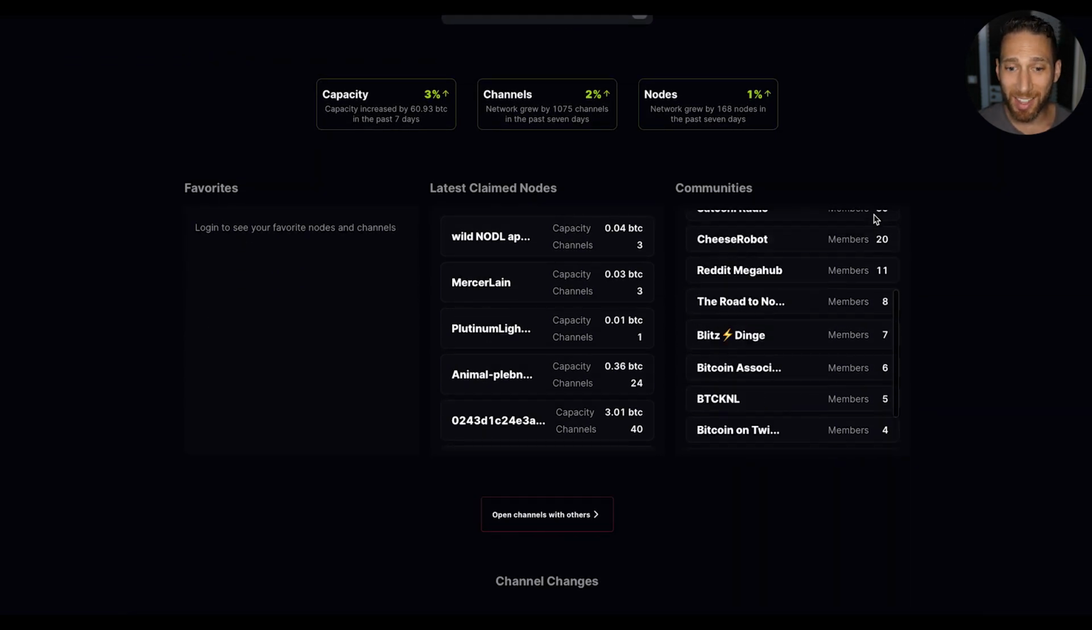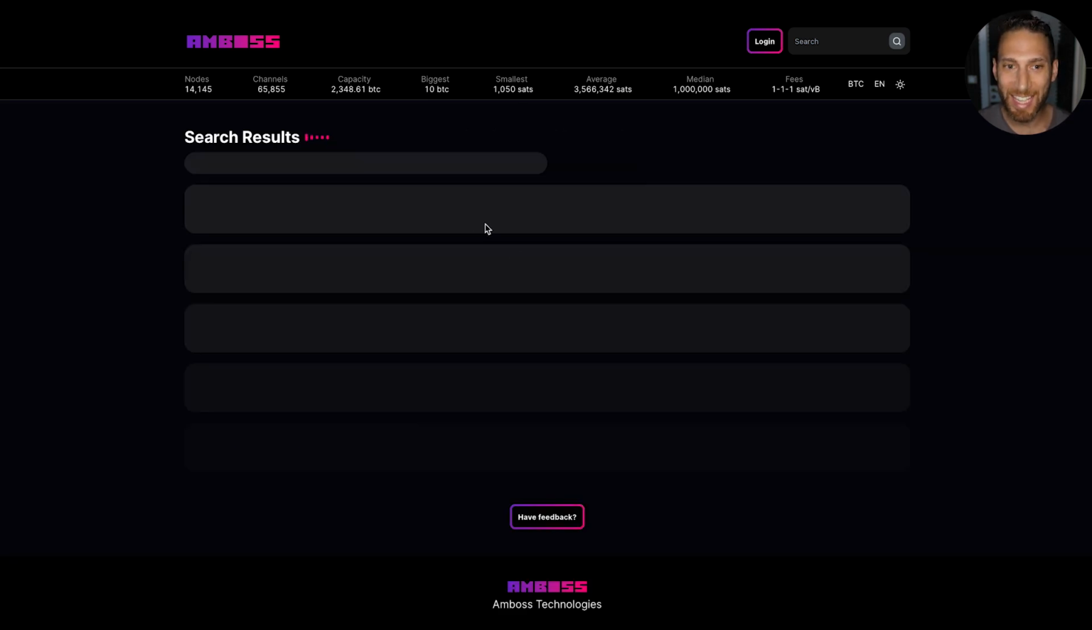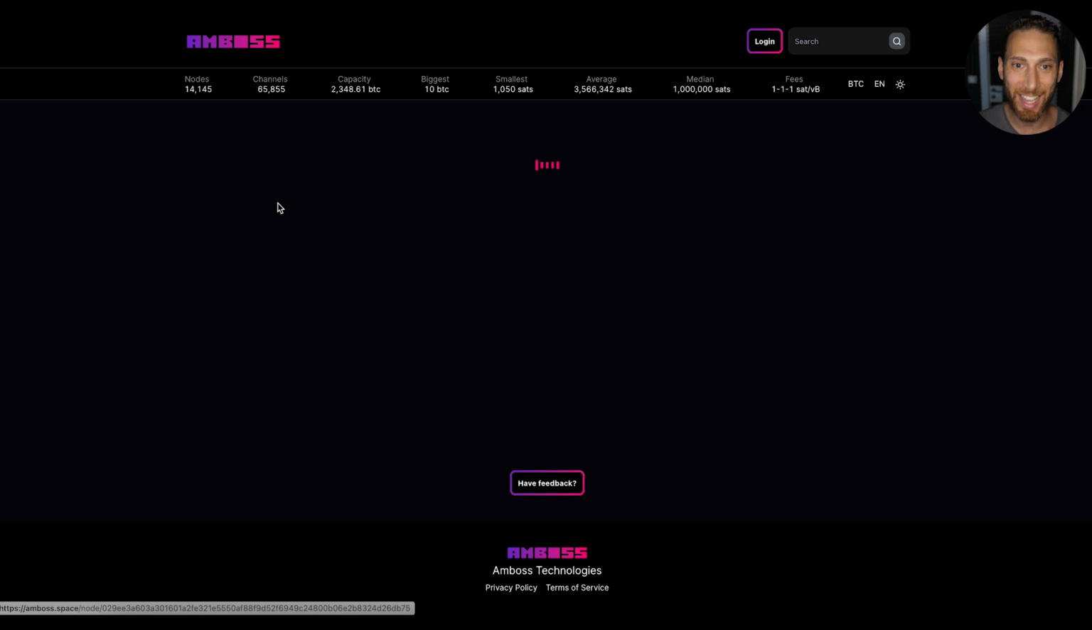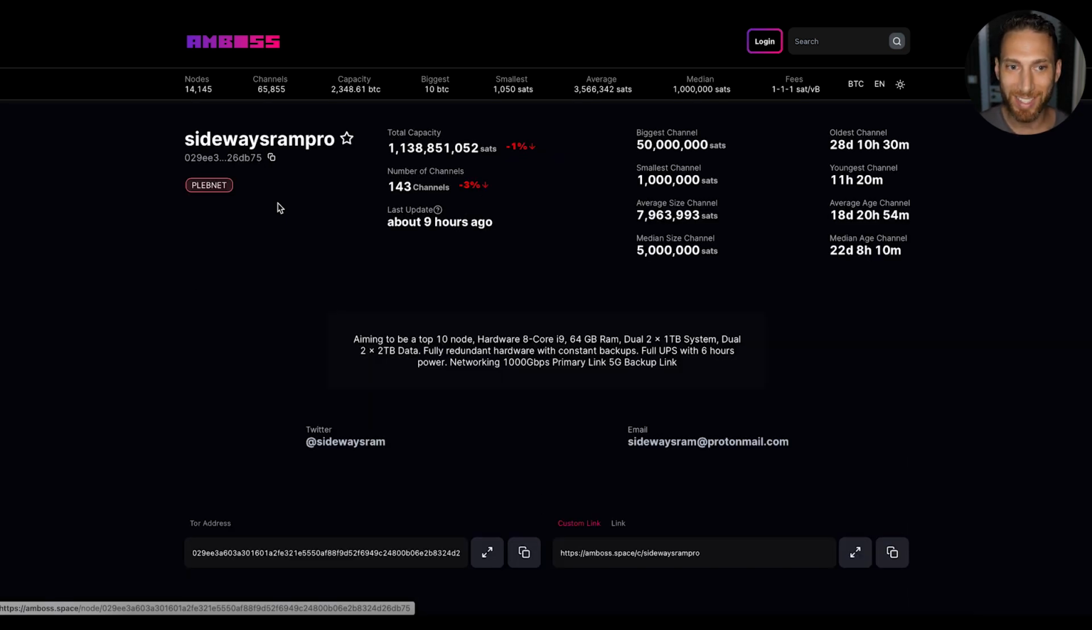The first thing you'll notice is there are, again, no lists, but you can go in to any node that you see or search different nodes. For example, one of my favorite, Sideways RAM, and go in and see the exact details of Sideways RAM's different channels, functionalities, dates, and so on. So let's dive deep into understanding exactly what is happening with Sideways RAM and his node.